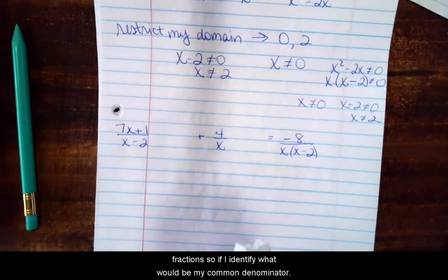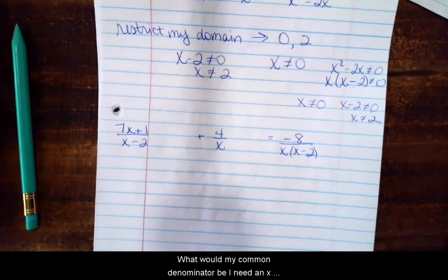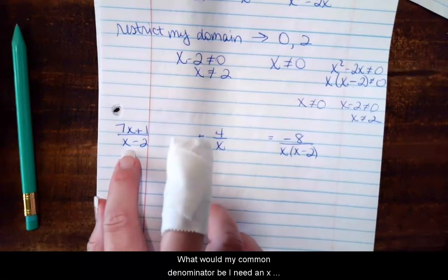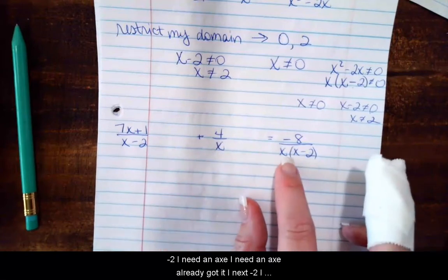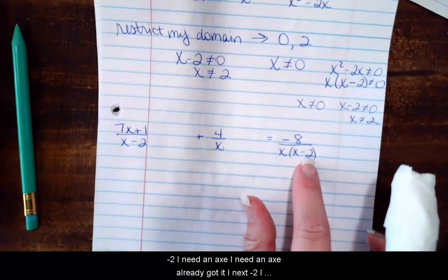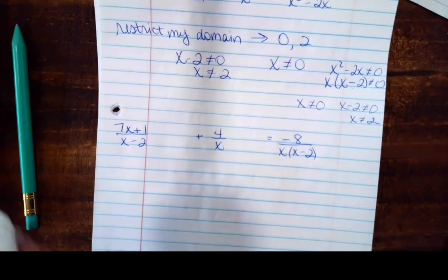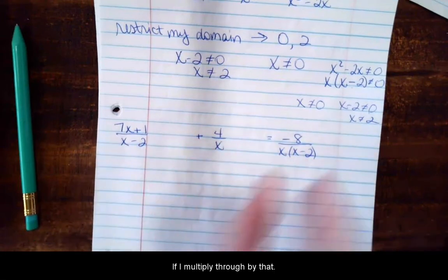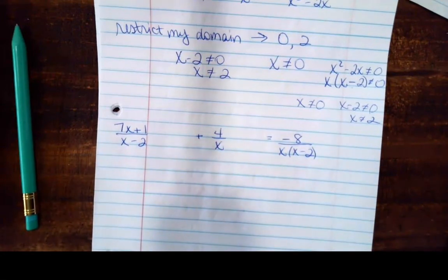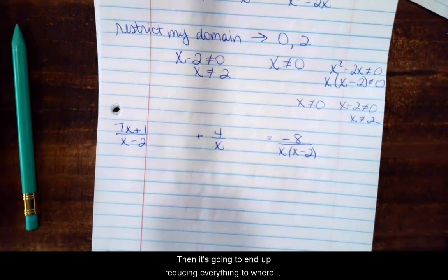So if I identify what would be my common denominator, okay, what would my common denominator be? I need an x minus 2, I need an x, I already got it. I need an x minus 2, I already got it. So my common denominator is x times x minus 2. If I multiply through by that, then it's going to end up reducing everything to where I don't have to work in fraction world. Okay?